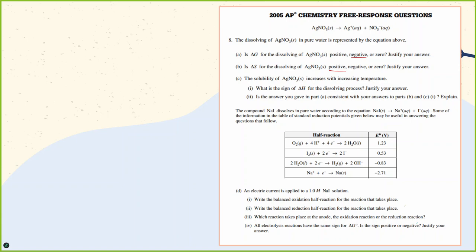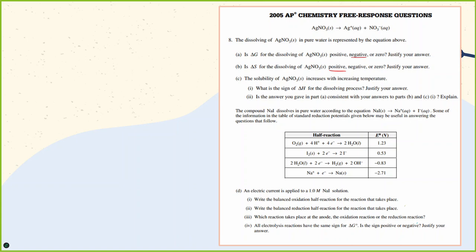The solubility of AgNO3 increases with temperature. Oh, now we do know it's endothermic. The sign of delta H for the dissolving process is endothermic. Justify your answer. So it must be positive, because if it increases with temperature, heat must be a reactant. So as you increase heat, more dissolving occurs. That would be what you would say there.